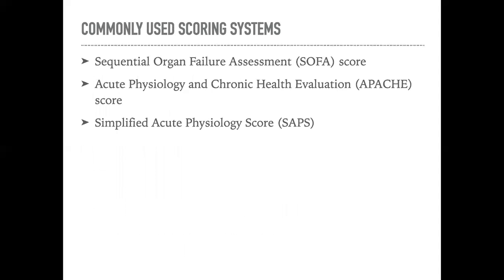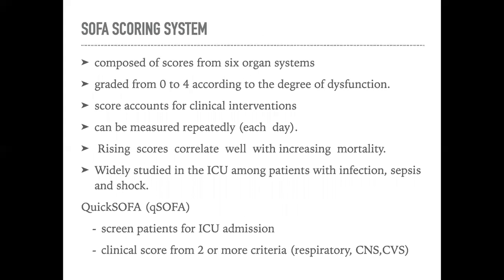So for the commonly used scoring systems, we have the APACHE score, the Simplified Acute Physiology Score, and what we will dwell on for this session is the Sequential Organ Failure Assessment, which is the SOFA score. The SOFA score assesses 6 organ systems, and these organ systems are graded from 0 to 4 according to the degree of dysfunction. So the score accounts for clinical interventions, and this can be measured repeatedly, ideally each day, because rising scores will correlate well with increasing mortality.